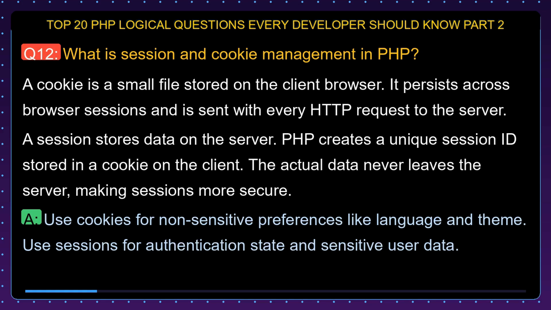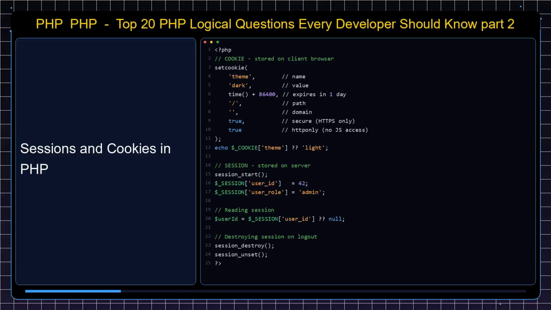Use cookies for non-sensitive preferences like language and theme. Use sessions for authentication state and sensitive user data. Always set secure and HTTP-only flags on cookies. Sessions and cookies in PHP.